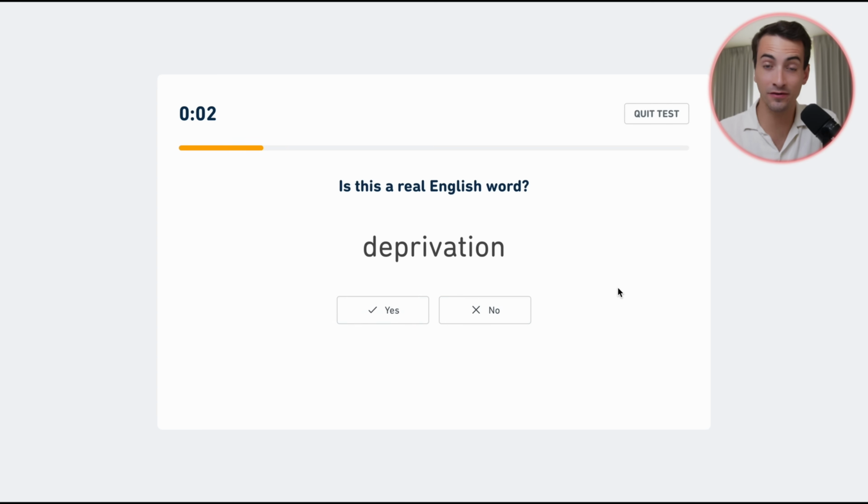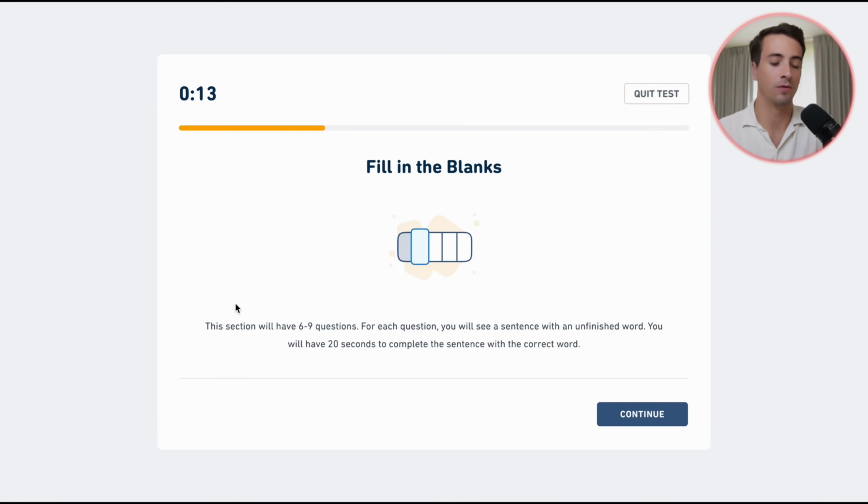Deprivation. Is that a real English word? Stressively. No. Serenity. Yes. Selective. Yes. Completely. No. Reassure. Is that a real English word? Sanction. Yes. Universal. Yes. Great.